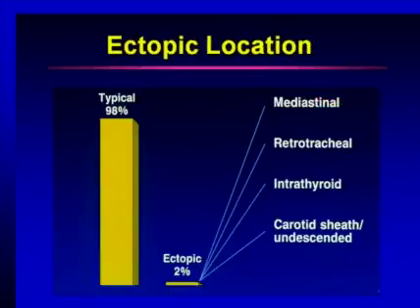Most of the parathyroid adenomas are going to lie in typical locations, but about 2% can be frankly ectopic. And we'll look at the pattern that the surgeon employs to try to find these glands that may be mediastinal, retrotracheal, intrathyroid, or laterally in the carotid sheath or undescended location.